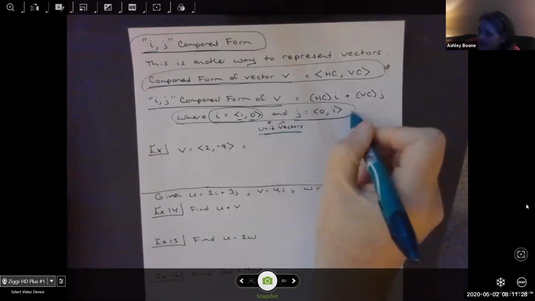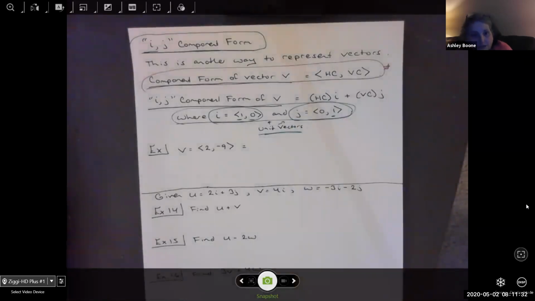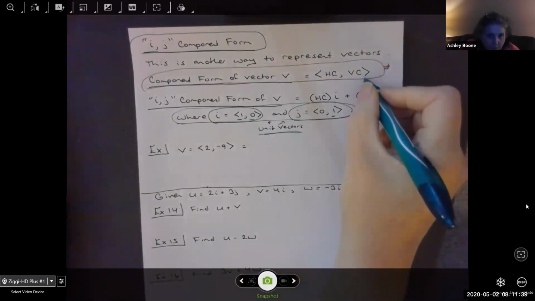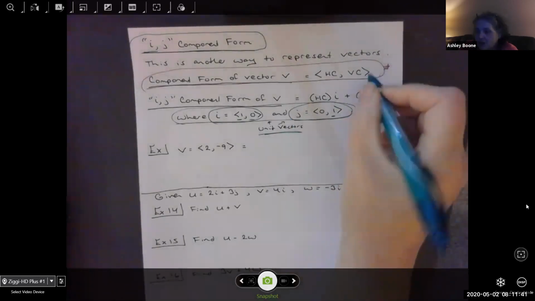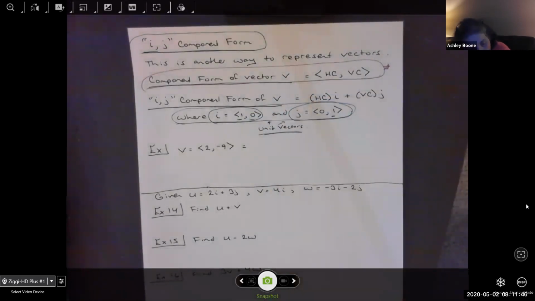Vector j is where the horizontal component is 0 and the vertical component is 1. Every single vector with a horizontal and vertical component can be written using these unit vectors i and j. It's just a different way of looking at it. You're not going to have to break down all the work. You'll see the relationship between these. But think about what we just did with vector addition.